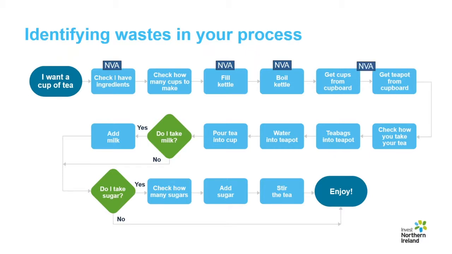Next, are the cups and teapot readily accessible? Or do you have to go looking for a clean cup, the waste of motion? Do you really need to make a large pot of tea for just one person? Again, overproduction. How many tea bags do you put in the pot? Is this the waste of overprocessing?